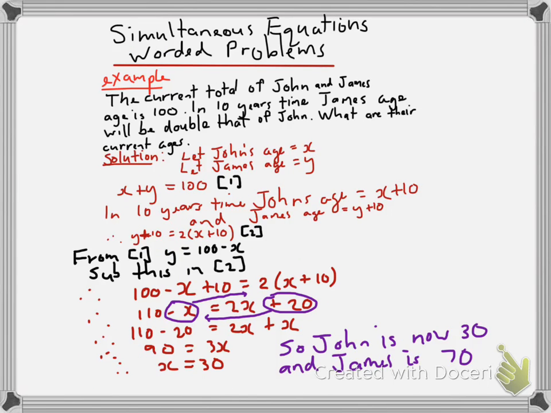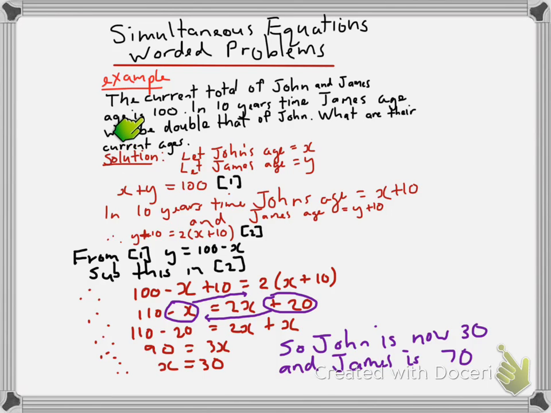In the second problem, this is really one that we would do as a simultaneous equation. We're told the current total of John and James' ages is 100. Now, of course, we don't know what their ages are, so straight away we're going to need two variables. So in 10 years' time, James' age will be double that of John. What are their current ages?